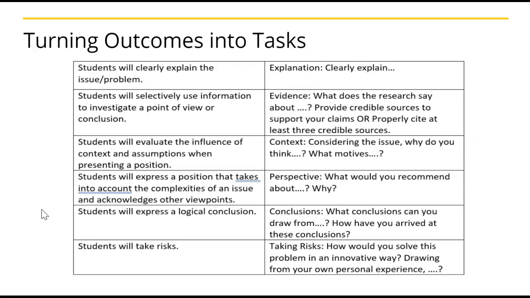If you want students to selectively use information to investigate a point of view, then you might ask questions such as, what does the research say about blank? Provide credible sources to support your claims, or properly cite at least 3 credible sources. So those are kind of prompts that will help pull that out in the student's work. If you want students to evaluate the influence of context and assumptions when they present a position, then you could just be using prompts such as, considering this issue, why do you think blank? Or what motivates blank? So always thinking about the prompts that will elicit the student learning that you're looking for is really helpful.